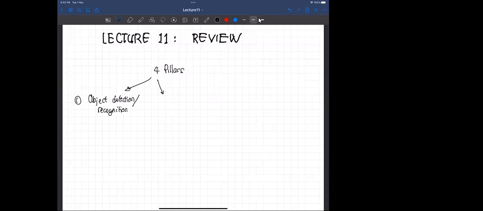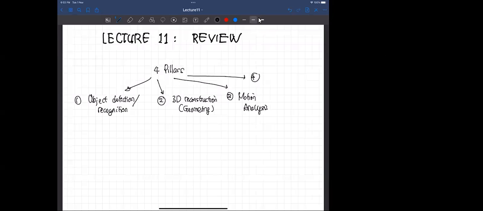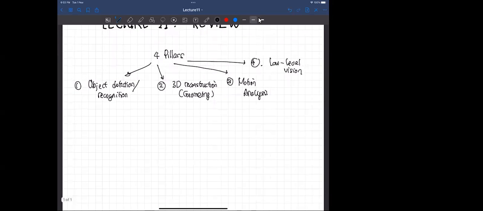The second pillar is 3D reconstruction, or geometry. The third pillar was motion analysis. And the last one is low level vision. Okay, so throughout the course, we discussed all these four. In particular, for object detection, our discussion focused on face detection.